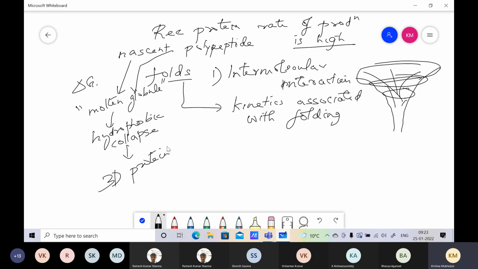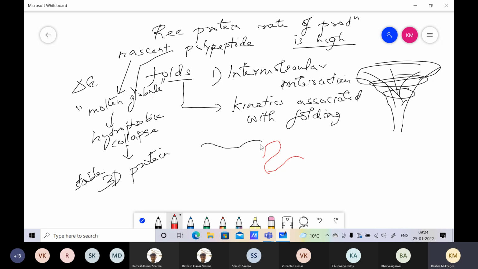This takes microseconds or seconds, or minutes, not minutes really. A stable 3D protein structure takes a few seconds. But inside the cell, you have the next nascent polypeptide coming up, as the first one is only half folded. So the hydrophobic collapse has not taken place. It is still in the molten globule form, which means it is half folded. And this new nascent polypeptide comes up.